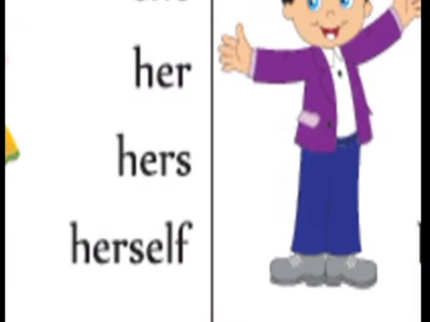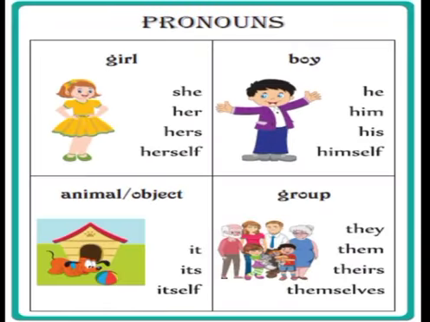Now, these pronouns you can also classify in the form of 4 types. Like for girls, what do you use? The pronouns that you use for girls are she, her, hers, herself. And the pronouns that you use for boys are he, him, his, himself. Whereas for an animal or object, it is it, its, itself. For a group of people, they, them, theirs, or themselves.